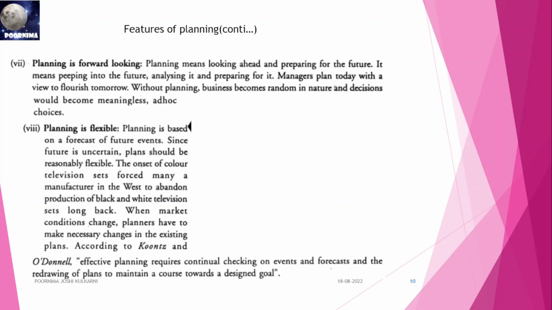There is a new market for them. They can go for producing color television, or they have to wind up their organization. Only two options are there. They have to adapt to the changes. They have to produce the new things that are demanded in the market. When the market conditions change, planners have to make the necessary changes in existing plans. According to Koontz and O'Donnell, effective planning requires continual checking on events and forecasts and redrawing of the plans to maintain course towards the desired goal.